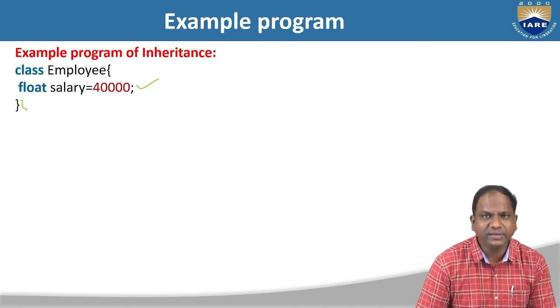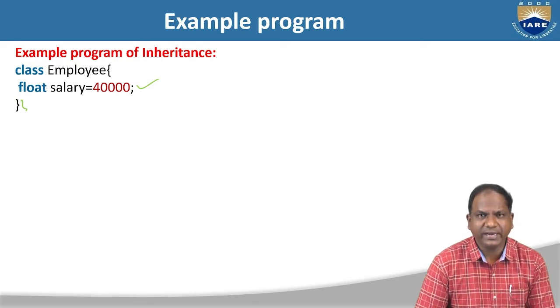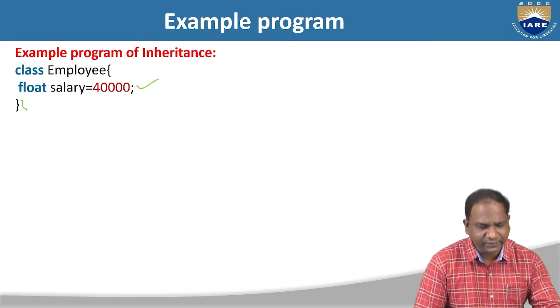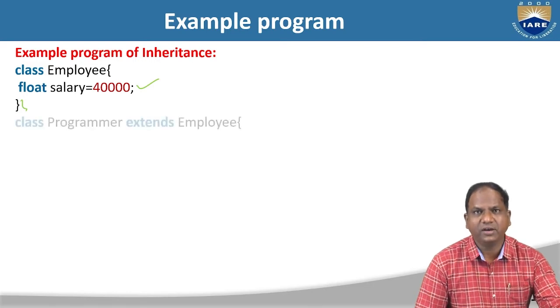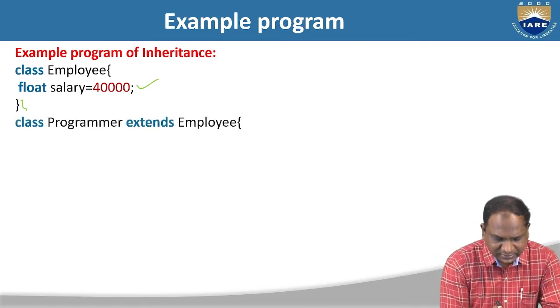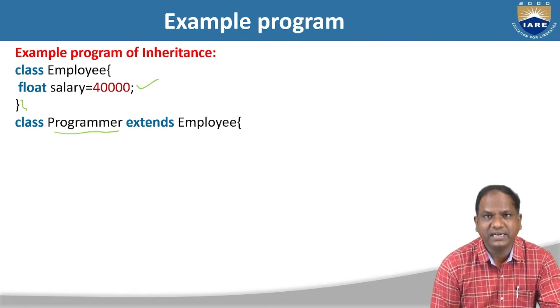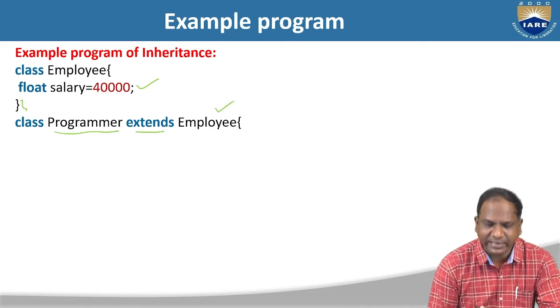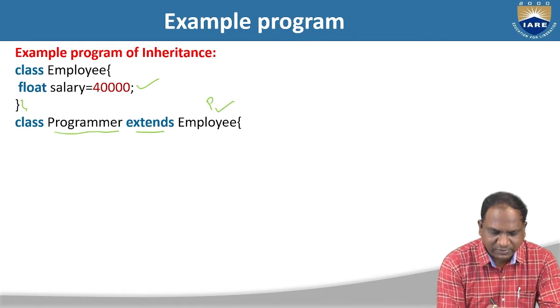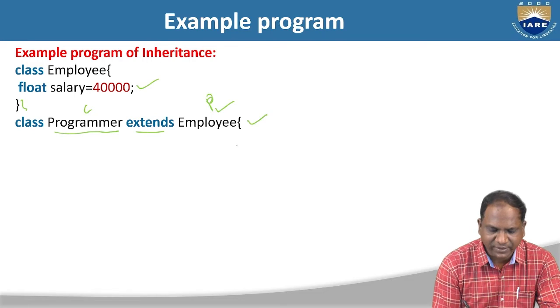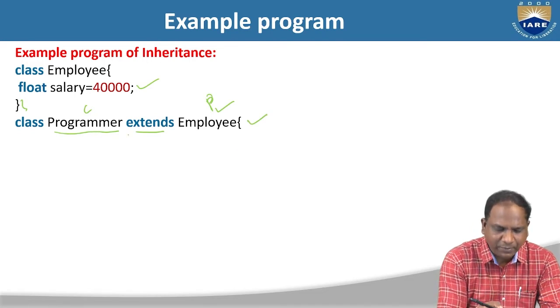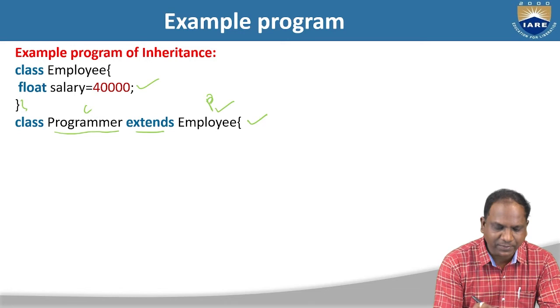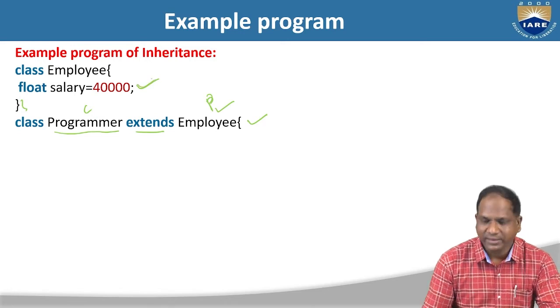Now, so class name is what? Employee. That is the parent class name. It has one variable called float salary. Now see, what is the child class name? Programmer. Programmer extends Employee. What is Employee? Parent class name. So extends comes before the child class name and after it comes the parent class name. Whenever you write this statement, Programmer will inherit the properties of the Employee class. What is the property? Salary is going to be inherited.